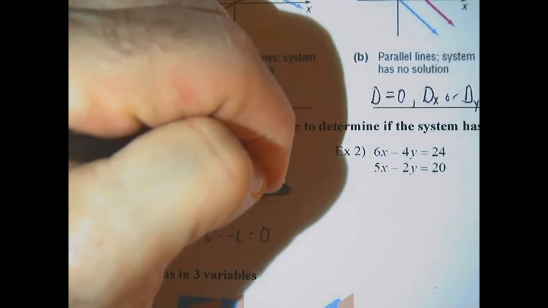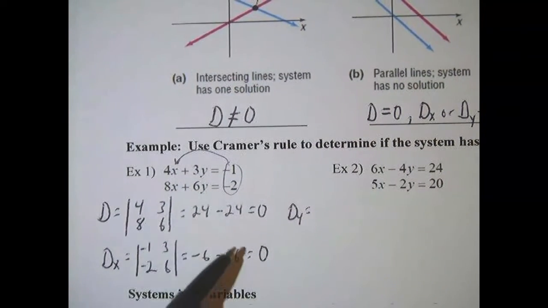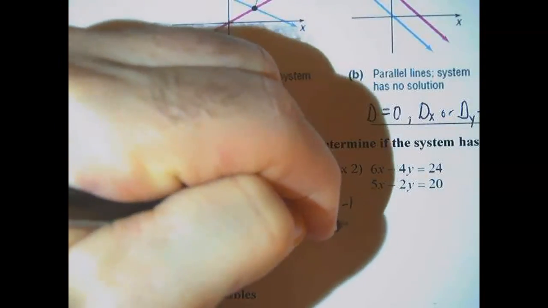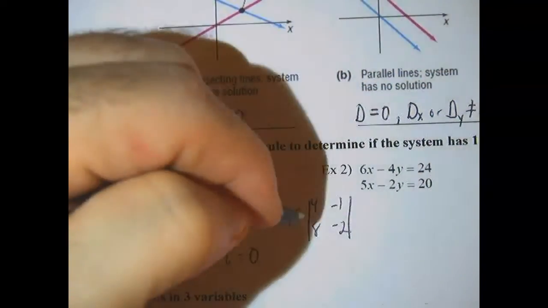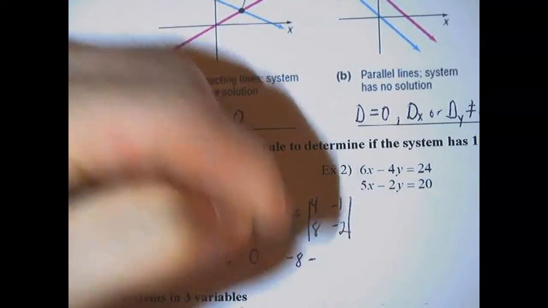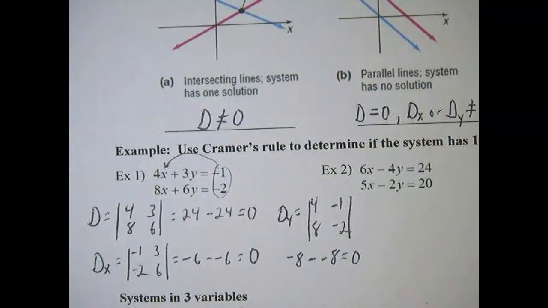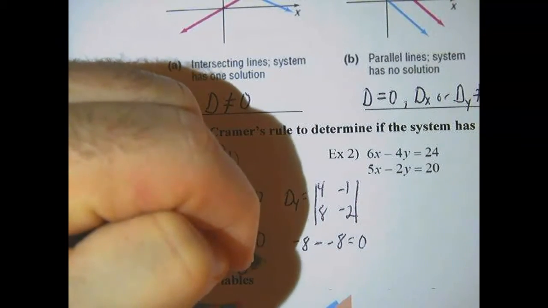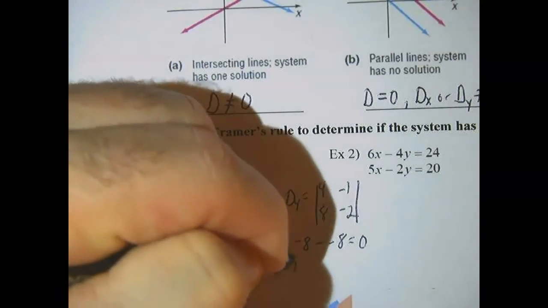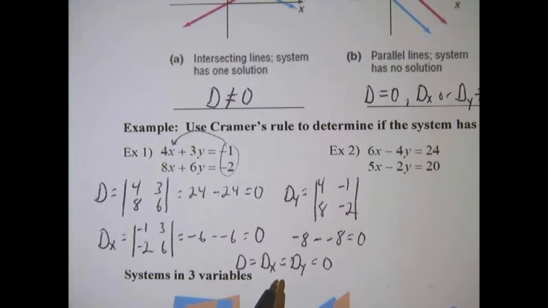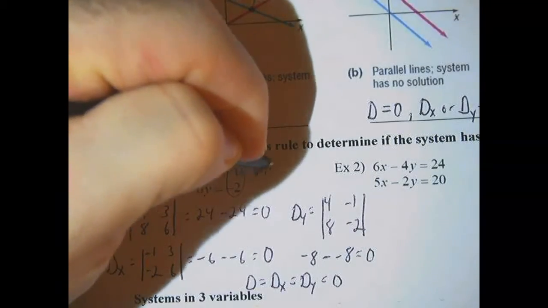For Dy, we replace the y coefficients with the solution column, the 3 and the 6. So we have 4, 8, -1, -2. This one is 4 times -2, that's -8, minus 8 times -1, which is -8. That's also 0. So D equals Dx equals Dy, and they're all 0, which means we have a case of coinciding lines. This is going to be consistent and dependent, like it says over here when they're all 0, and this is infinite solutions.